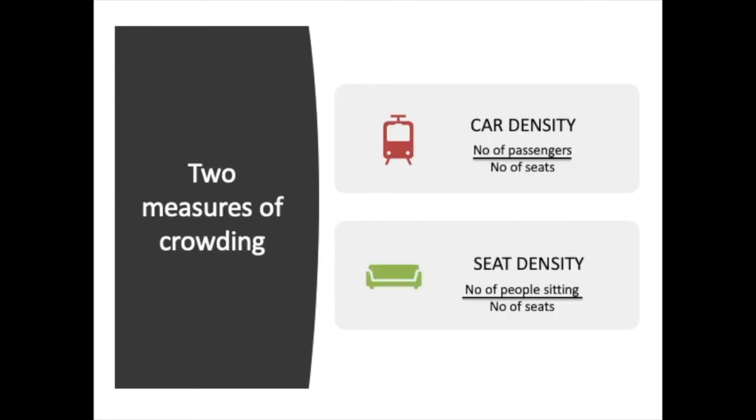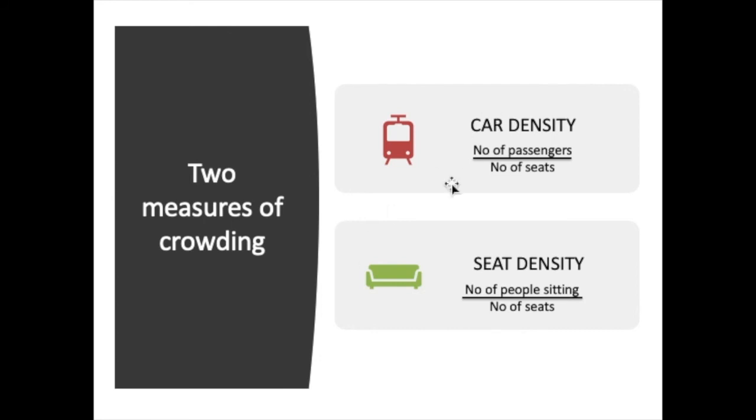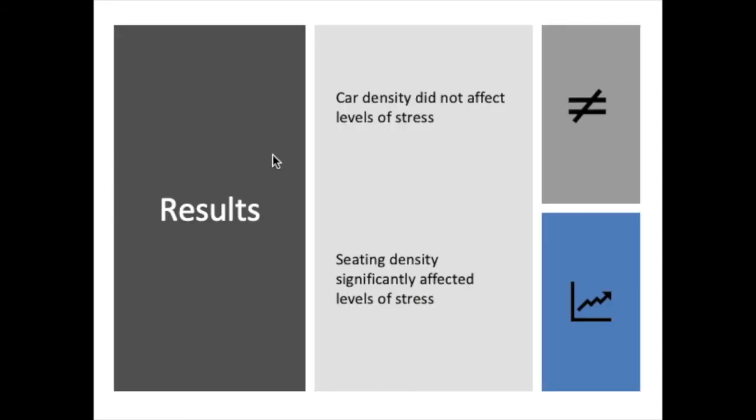Okay, so they wanted to see the correlation, whether if there was a high density in either car density or seat density, it affects their level of stress. And what they found was, in terms of car density, it did not affect level of stress. So how many people in the carriage over the number of seats did not affect the level of stress. But in terms of seat density, if there was a higher seat density, those people tended to have a higher level of stress, so a higher level of self-report and a higher level of cortisol in the saliva.